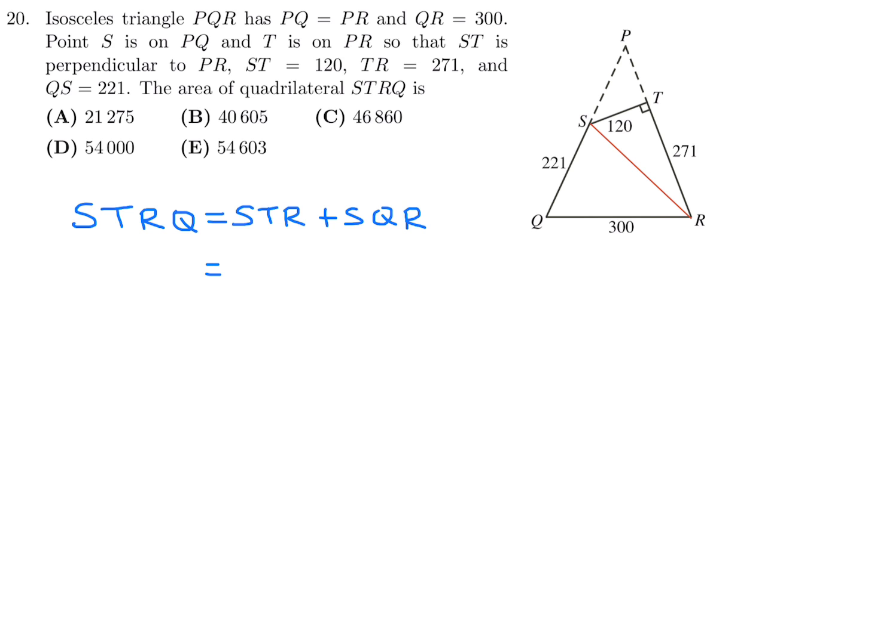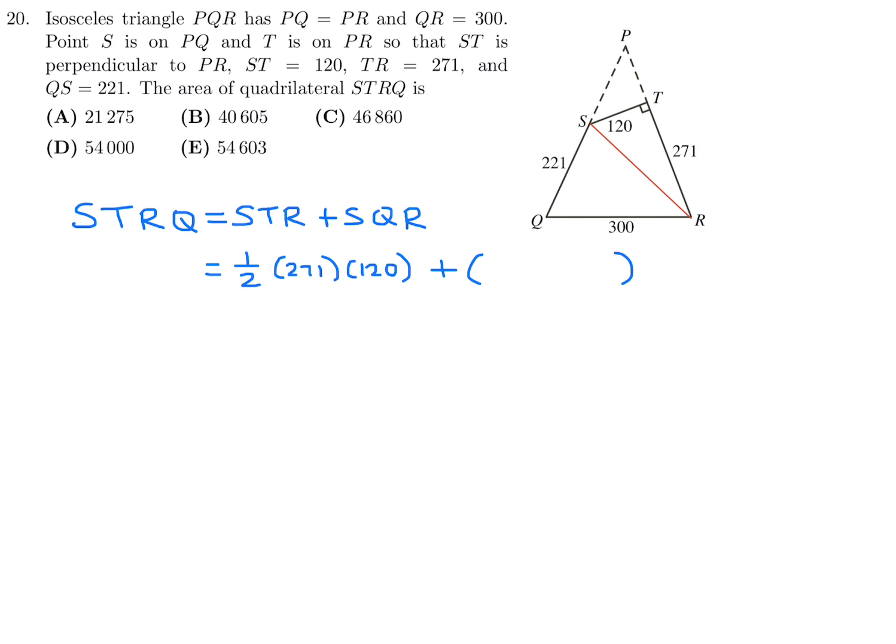Well, STR is easy to figure out the area since this is a right angle. It's just 1/2 base times height. So 1/2 base, which is 271, and times height. And that's it. SQR is going to take a little bit more work. So we'll just put a little bracket there for now. We'll come back and fill it in later. The first step, of course, to figuring out SQR's area is to find what is the value of SR.